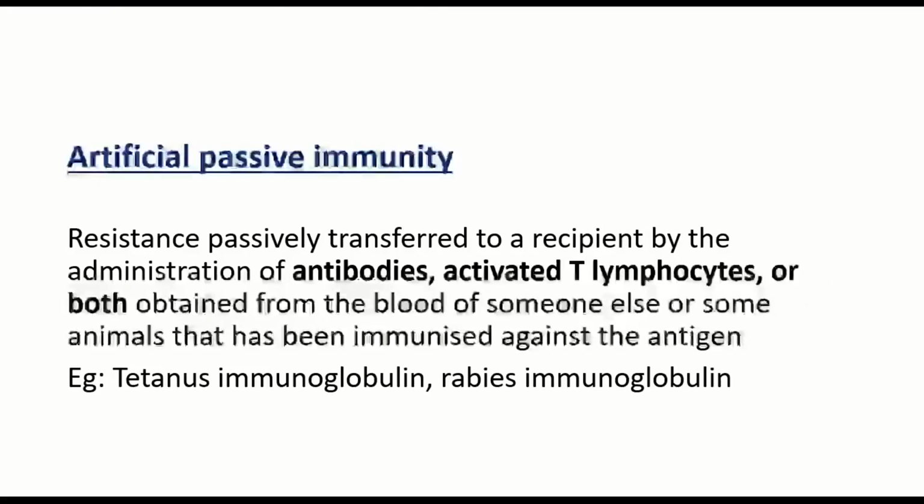Artificial passive immunity. The resistance passively transferred to a recipient by the administration of antibodies, activated T lymphocytes, or both, obtained from the blood of someone else or some animals that have been immunized against the antigen. So these preformed antibodies or activated T lymphocytes or both are injected into the person. So that is artificial passive immunity, and the examples are tetanus immunoglobulins and rabies immunoglobulins.